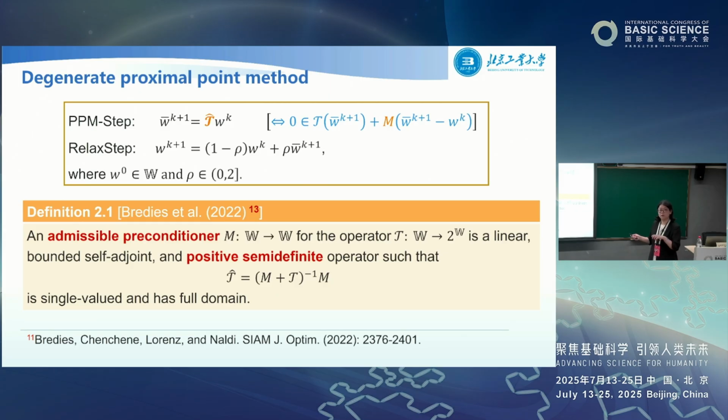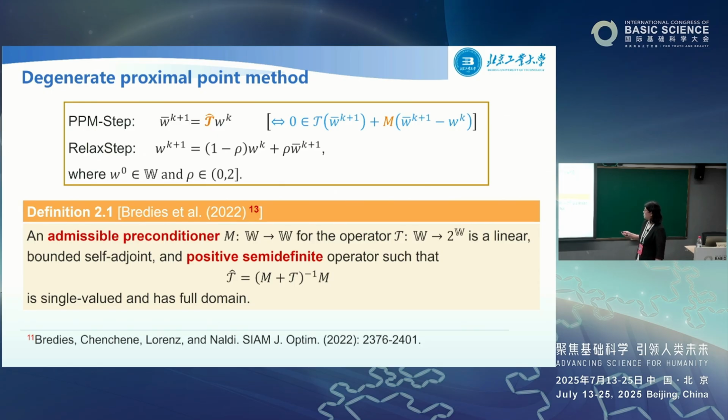Now we can introduce the degenerate proximal point method. For the classic PPA, or proximal point method, we have a maximal monotone operator T, and this term is a proximal term. In the classic scheme, this matrix M, or the operator M, is positive definite. But for our case, this M is positive semi-definite. For the positive definite case, we already know it can be written as a fixed point method. But how about when M is the degenerate case?